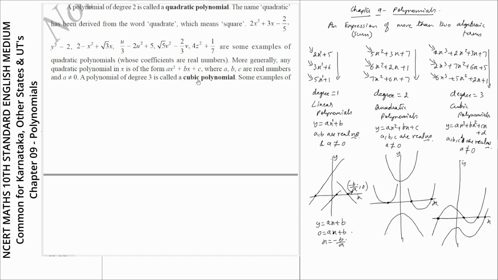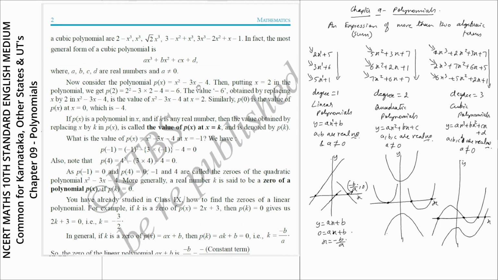And coming to examples of cubic polynomials, you can see all these are cubic polynomials. 2 minus x cube. In the first example, you can see there are only two terms, 2 minus x cube.